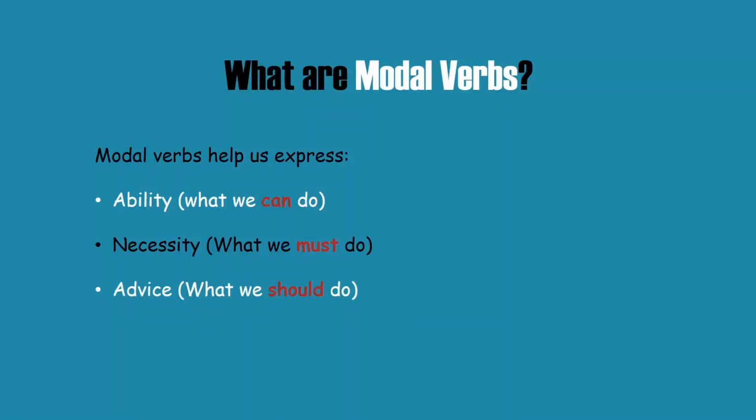What are modal verbs? Modal verbs help us express ability, necessity, and advice. Today, we'll focus on three of the most common modal verbs: can, must, and should. As you can see, we use can for talking about ability. We use must for necessity, and we use should for giving advice and suggestions. Unlike regular verbs, modal verbs do not change. They don't get any s, ed, or ing at the end. They are always followed by the base form of the verb.